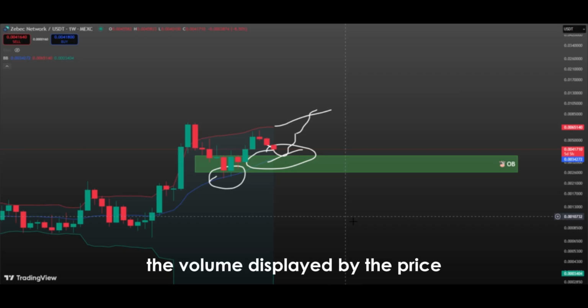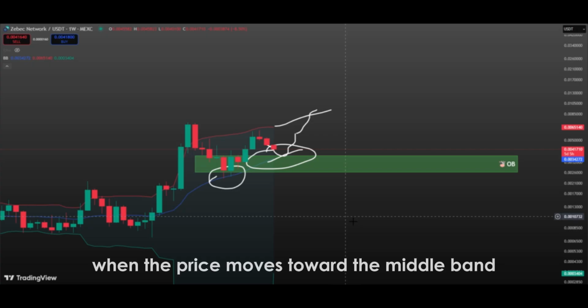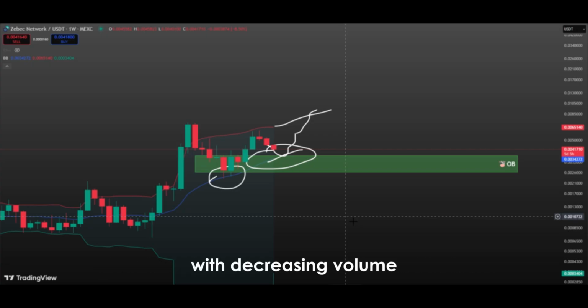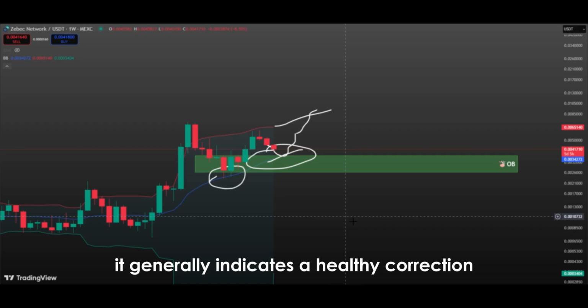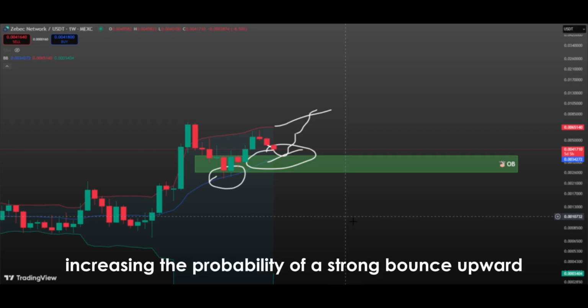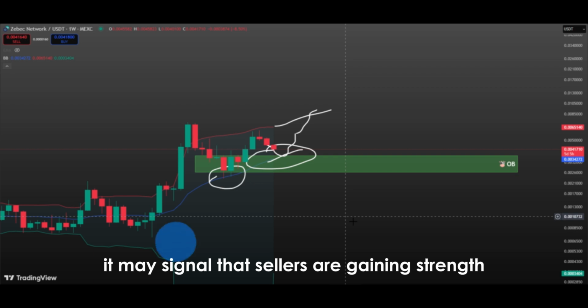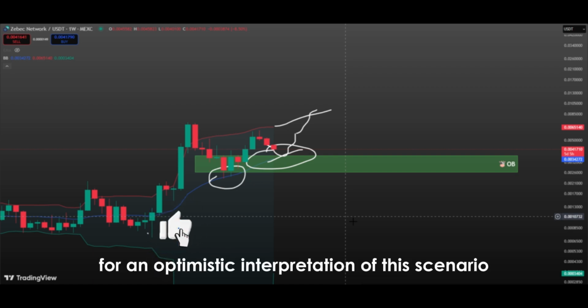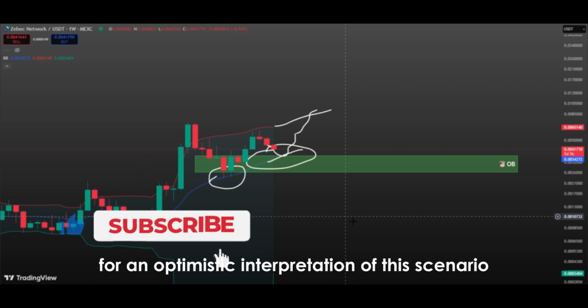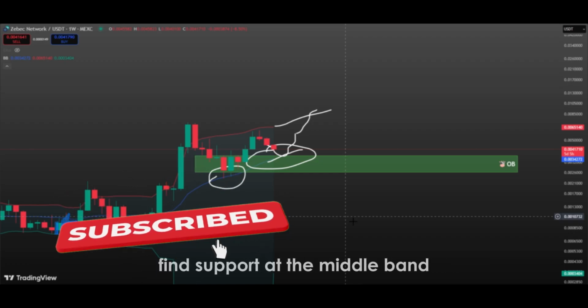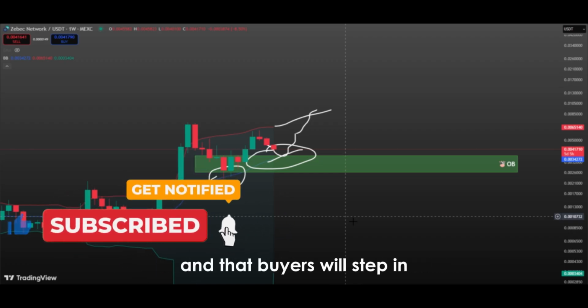The volume displayed by the price as it approaches the middle band is also very important. When the price moves toward the middle band with decreasing volume, it generally indicates a healthy correction, increasing the probability of a strong bounce upward from the middle band. However, if the volume increases as the price nears the middle band, it may signal that sellers are gaining strength. For an optimistic interpretation of this scenario, the expectation is that the price will find support at the middle band and that buyers will step in.